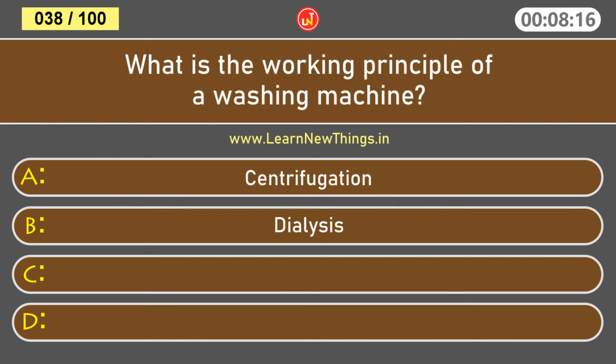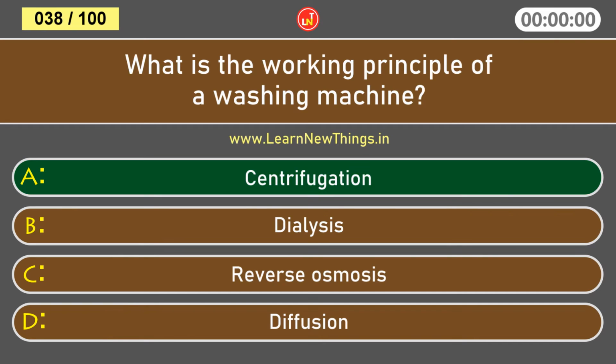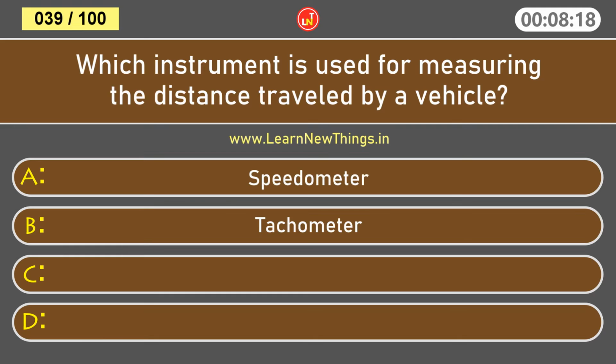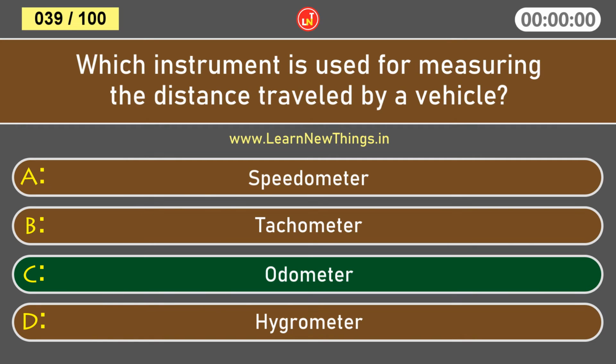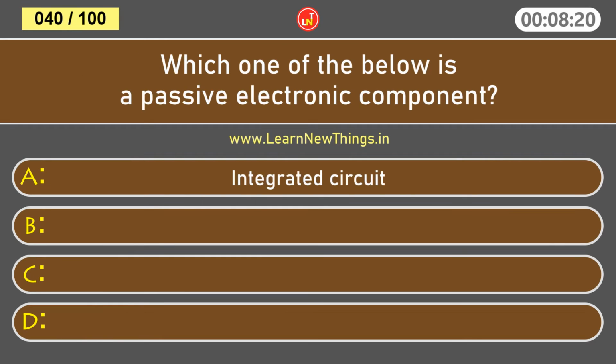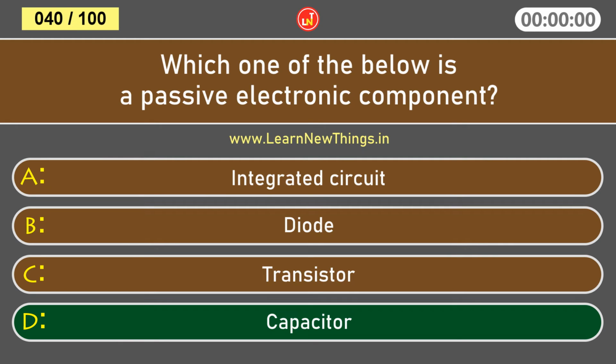What is the working principle of a washing machine? Centrifugation. Which instrument is used for measuring the distance traveled by a vehicle? Odometer. Which one of the below is a passive electronic component? Capacitor.